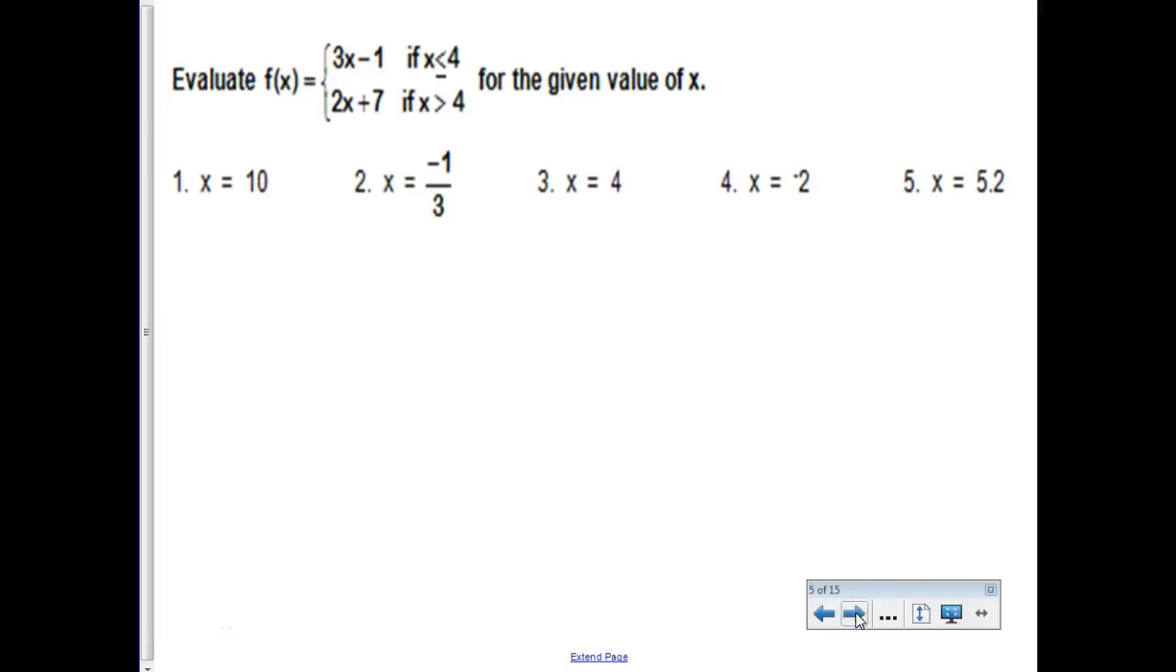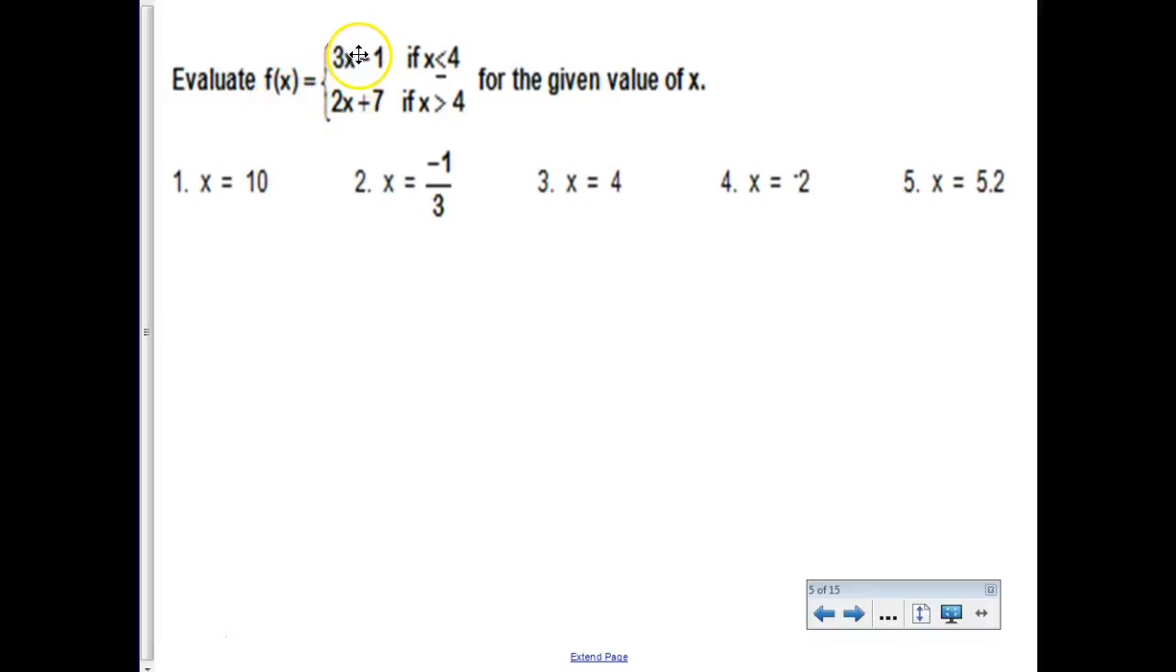All right, we have 2 tasks today. Our first task is to understand what a piecewise function algebraically looks like. We're going to evaluate that algebraic function. We're going to graph that algebraic function. So this first example, his name is f of x, and this is the function itself.